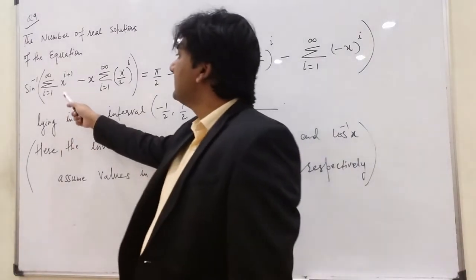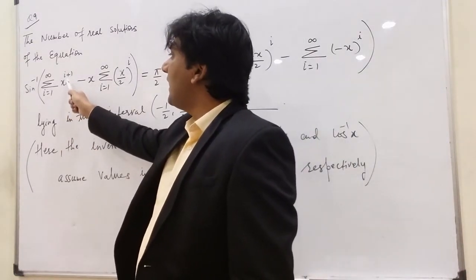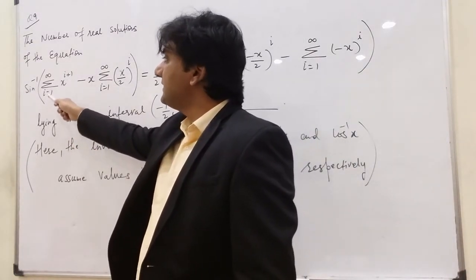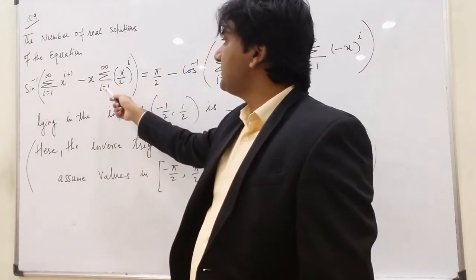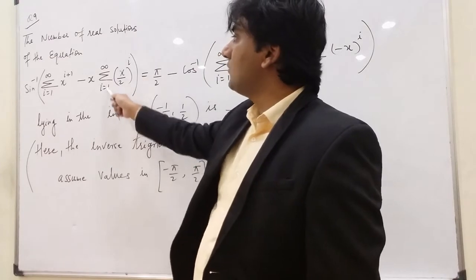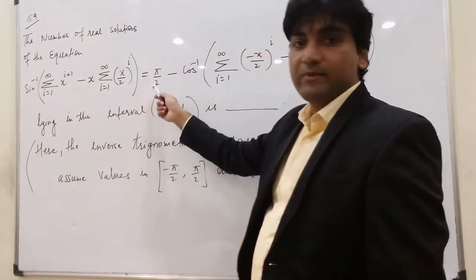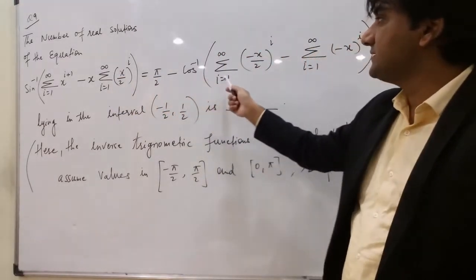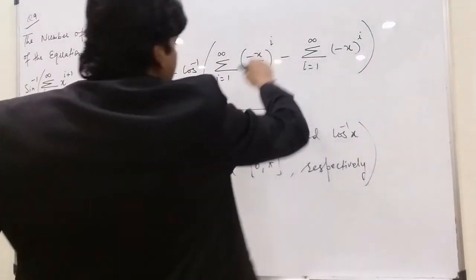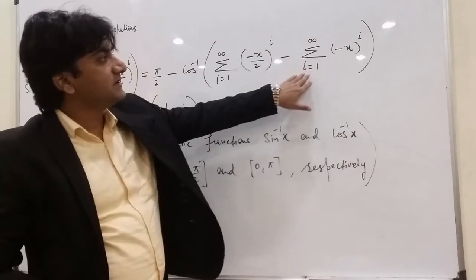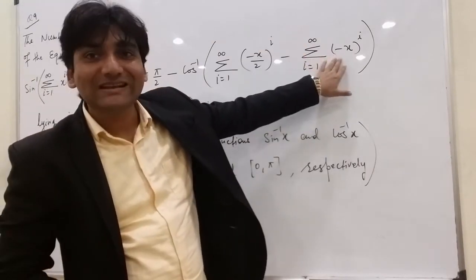Sine inverse of summation x raised to i plus 1, with i from 1 to infinity, minus summation x over 2 raised to i, i from 1 to infinity, equals pi by 2 minus cos inverse of summation i from 1 to infinity of minus x over 2 raised to i, minus summation i from 1 to infinity of minus x raised to i.